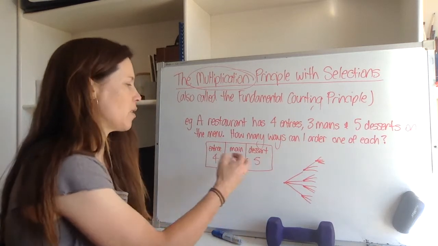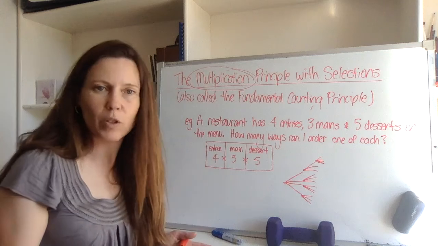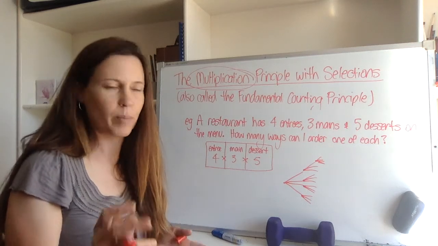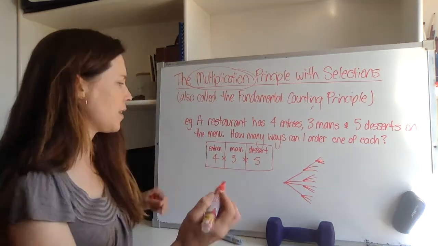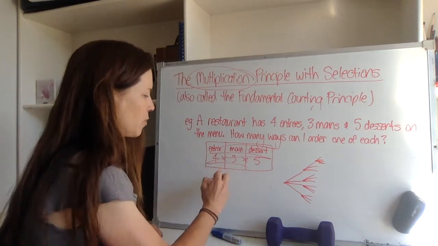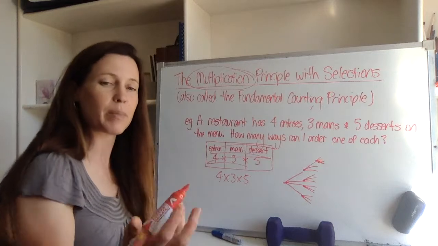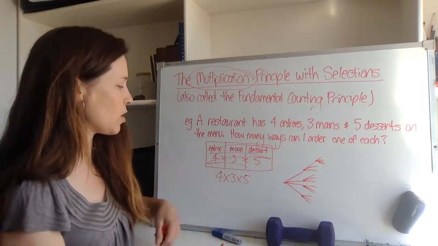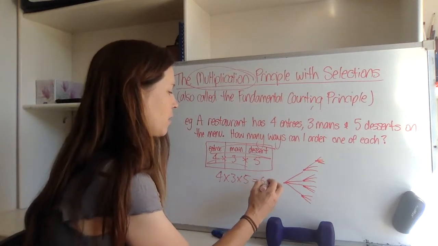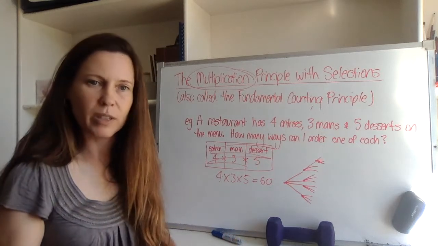Now the boxes are helpful if you want to write in what the choices are, and that can be useful in a complicated problem so you don't get mixed up. Other people won't bother with the box. They'll just put 4 times 3 times 5, or actually even reach for their calculator, put the numbers in if they're complicated ones, or just have a look at it and say, I can see that there's going to be 60 different ways that I can order dinner.